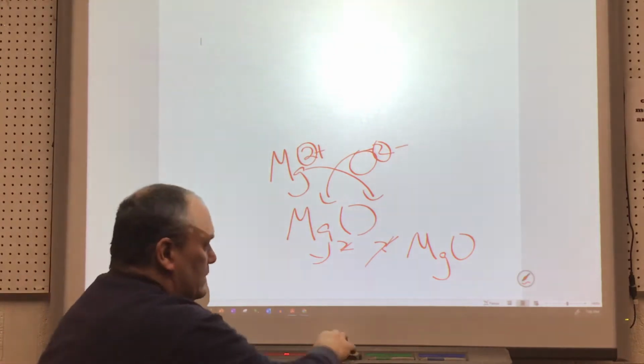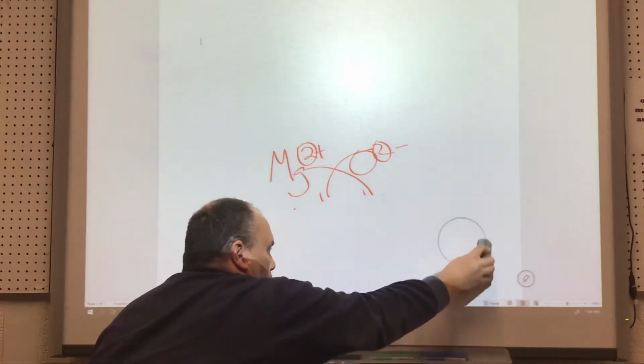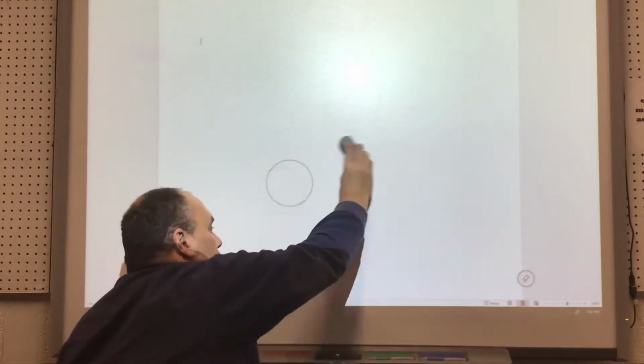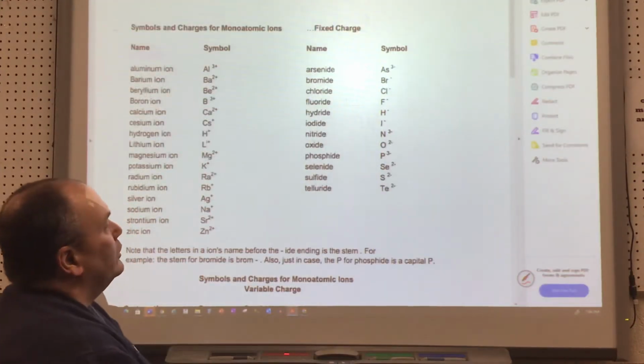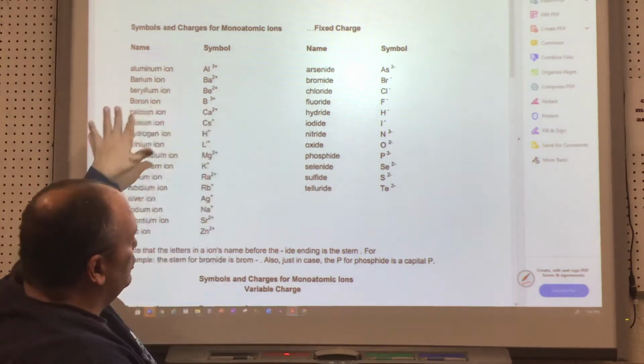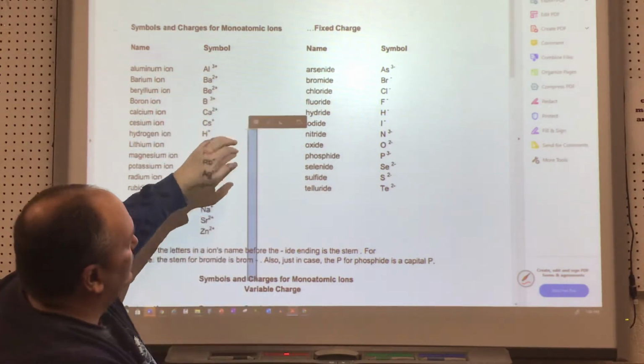Okay? So that's about as complicated as it gets when you're making formulas on that first batch of questions. And if you haven't noticed, you're only using this part of the charge sheet up here in the top. Now there's a whole other part.